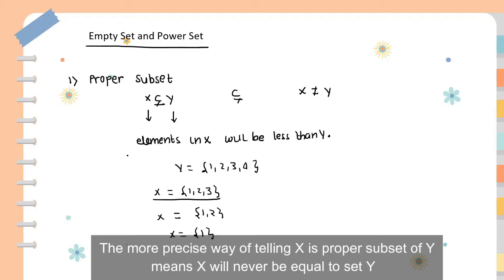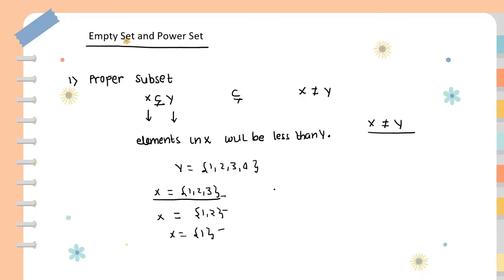So basically it means, proper subset means the set. Let us assume that x is a proper subset of y. That means x will never be equal to y. So that is the meaning of proper subset. So we have taken this example, either 1, or 1 2, or 1 2 3. All of these can be said to be proper subsets of y. So we have a very generic idea about proper subset here.